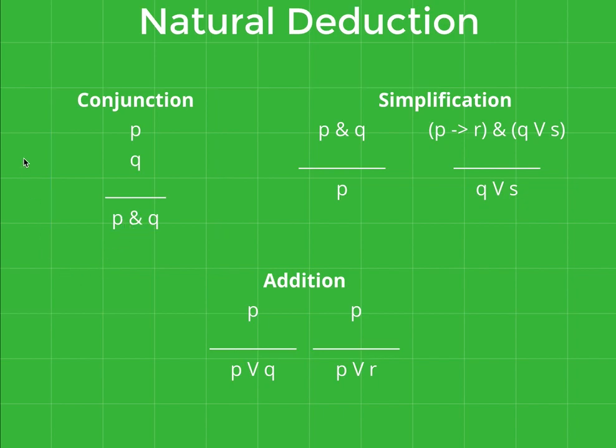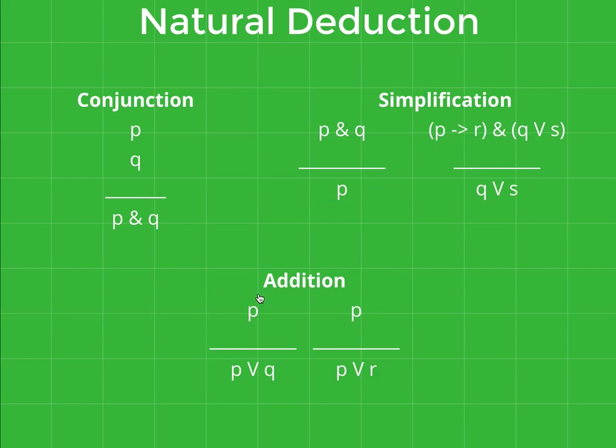With conjunction, you have a proof where you have each of the individual conjuncts stated independently on different lines, and then you combine them into a conjunction on another line. With simplification, you start with a conjunction and you infer one of the individual conjuncts on a new line. Okay, so very related rules, but hopefully quite intuitive as to why this is a valid move in the game.